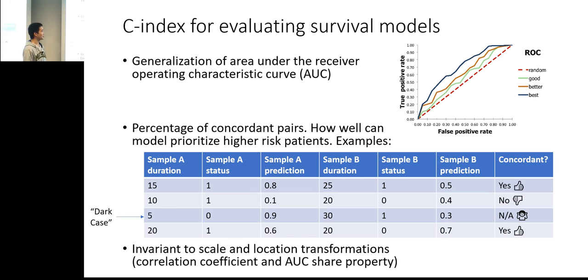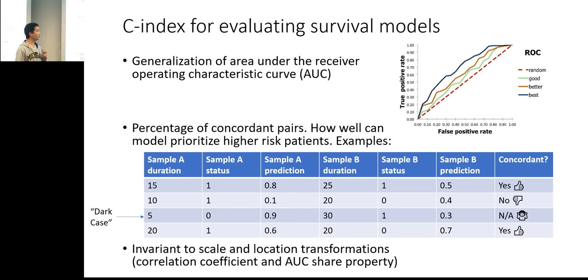Sample A and sample B status are both 1, which means we know exactly when they died. Sample A has a duration of 15, sample B has a duration of 25. So we know 100% for sure that sample A died before sample B. A good model should predict a higher probability for sample A versus sample B. You can see this as who is more likely to die sooner?